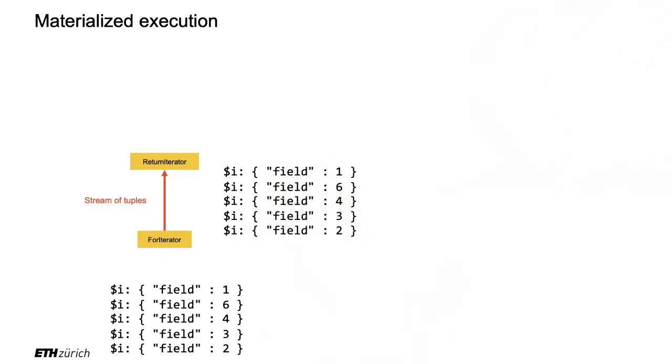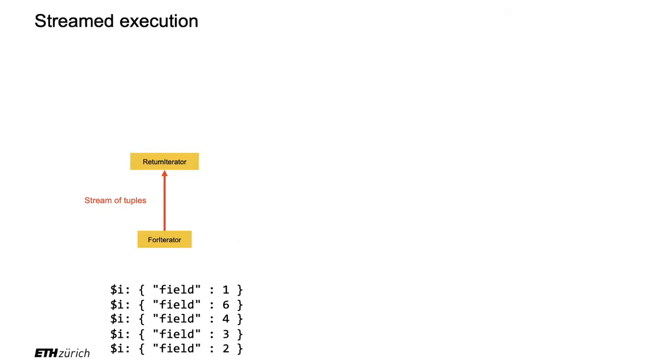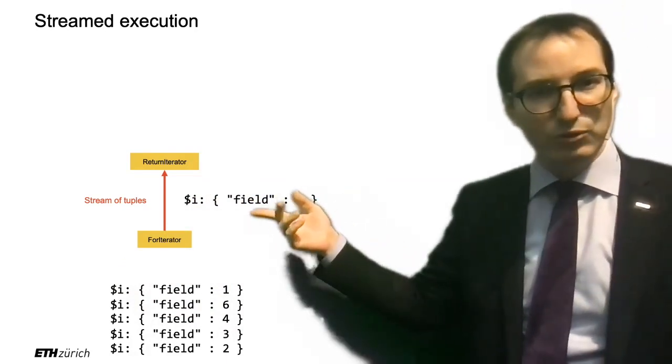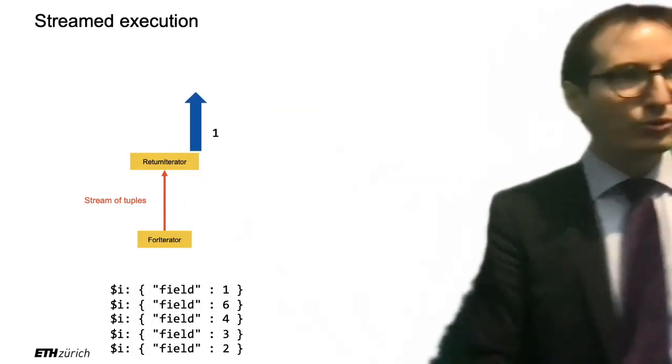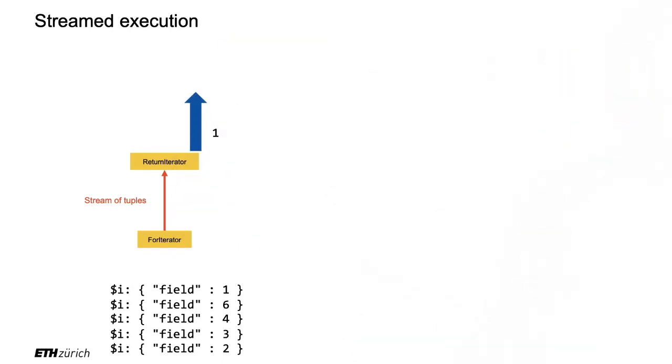In that case, we can actually stream, exactly like Netflix. So what we can do instead is to do it one at a time. I take my first binding that binds $i to field 1, then I do this $i.field gives me 1, and I output 1. And then I forget about this one, that's done. I've forwarded it. Then I take the second one, I compute $i.field gives me 6, and I ship 6, and I forget about it. Then again, the next one, 4, and I ship 4, and I forget about it. Then I take 3, I forget about it.